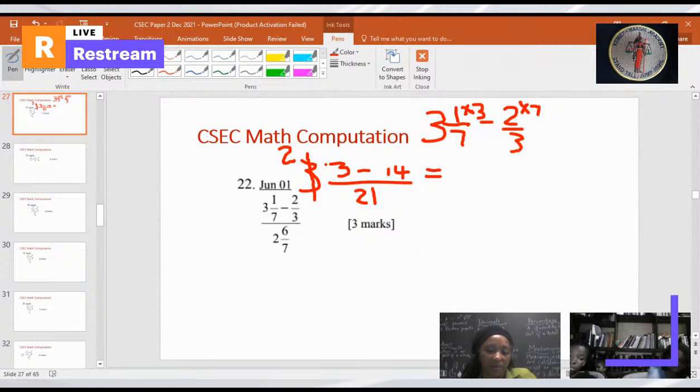No, we carry it as 21 over 21. The 1 whole that we're taking from this 3, we're carrying that 1 whole as 21 over 21. And so now we can add the 21 and the 3 to give what? Miss, 21 and the 3, that's 24. So now you can take the 14 from that. Yes, miss. So how much is that?